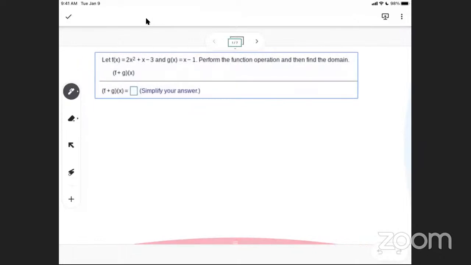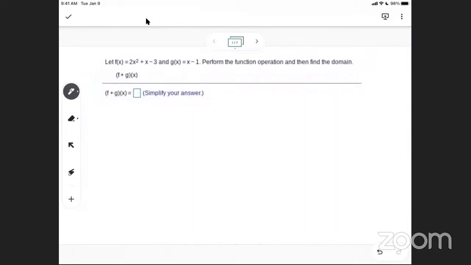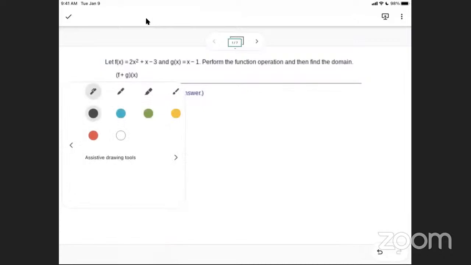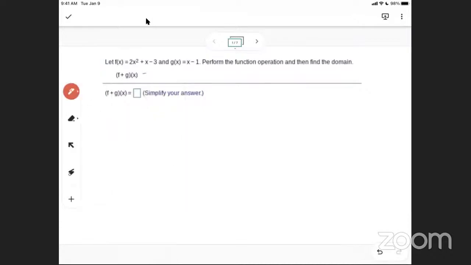Function operations. So they say perform the function operation and then find the domain. So this first one, they want us to do f plus g. So f plus g literally just means I add the functions together. So this equals f of x plus g of x. So I'm just taking this and adding it to this.